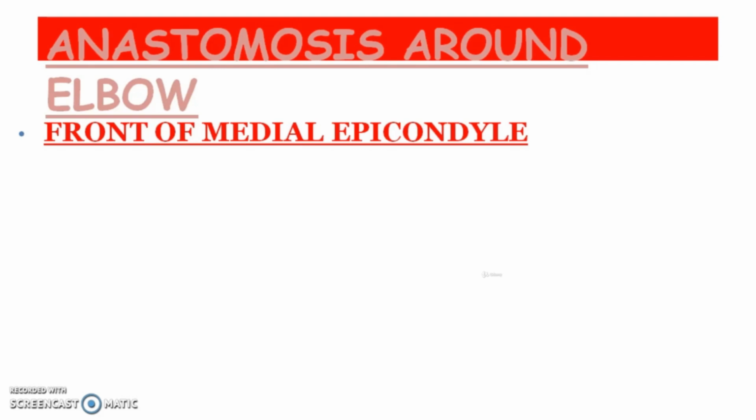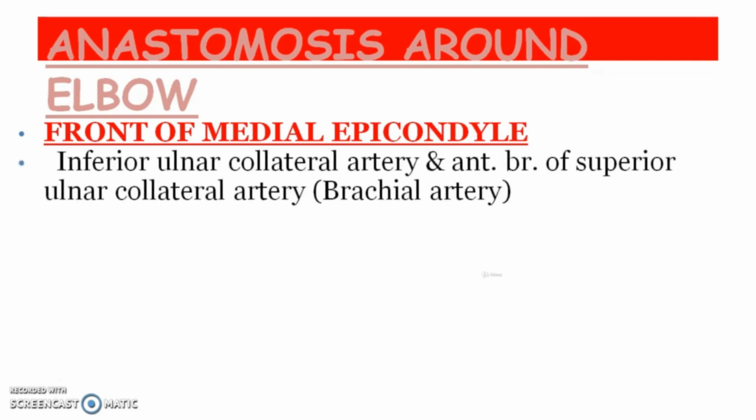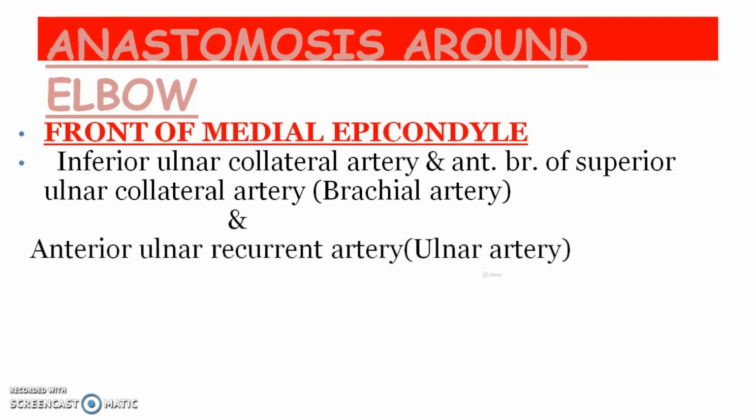Now I will show you a simpler image to understand it better. So now in front of the medial epicondyle, there will be an anastomosis happening between brachial artery and ulnar artery branches. In front of the medial epicondyle, we have the inferior ulnar collateral artery and a small branch of superior ulnar collateral artery coming from the brachial artery, getting anastomosed with the ulnar artery's branch, that is the anterior ulnar recurrent artery.